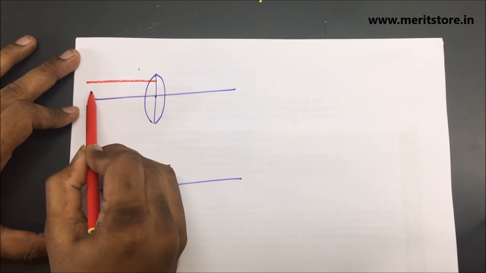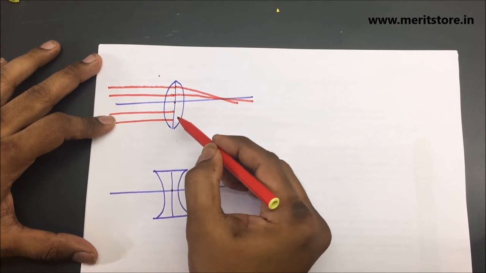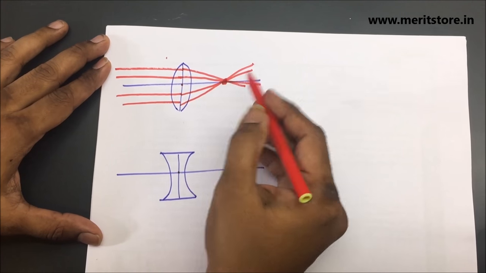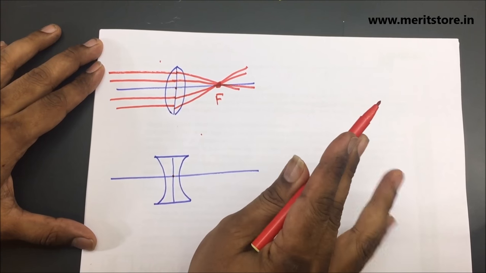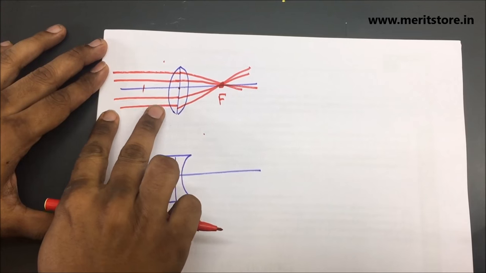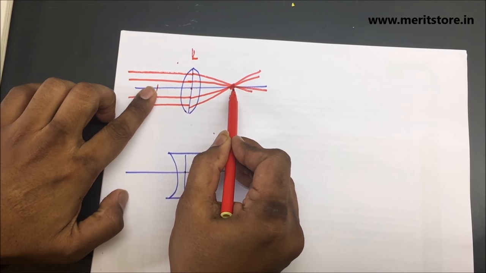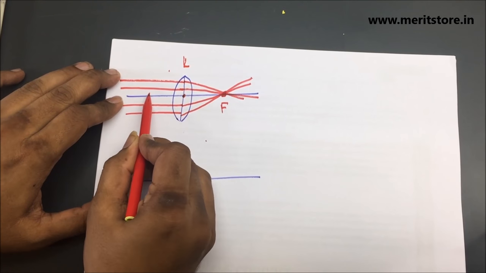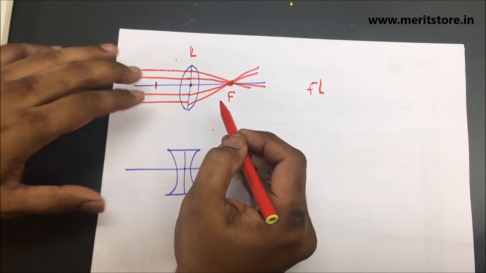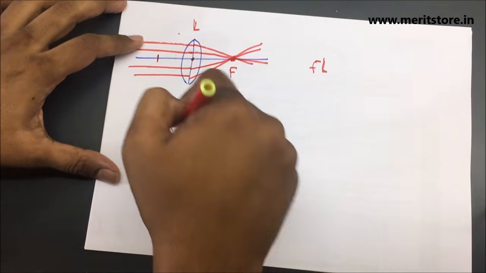The rays of light which come from infinity will come and converge at a particular point. This point where the rays of light coming from infinity converge is called the focus. Now, remember and understand, the same focus at the same distance from the optical center is also there on the other side. So imagine if the rays of light were coming from this side, it would converge at this point. So every lens will have two focus. The distance between the optical center and the focus is called the focal length. The convex lens is called a converging lens because it converges the rays of light. The rays of light come like this and it converges. It's a converging lens.